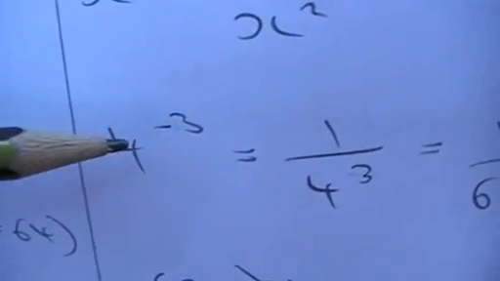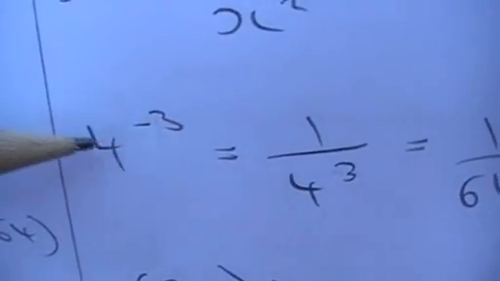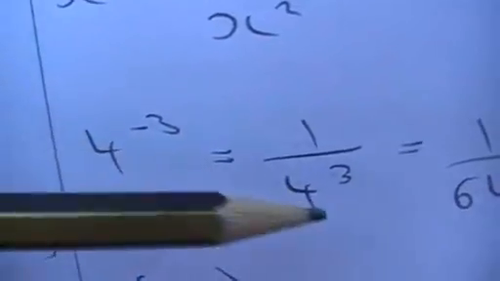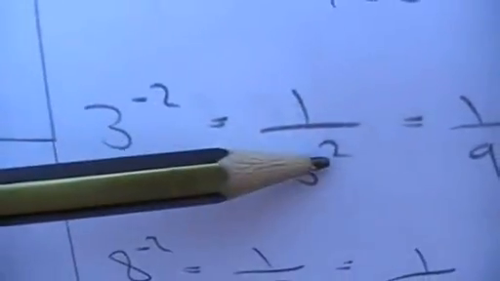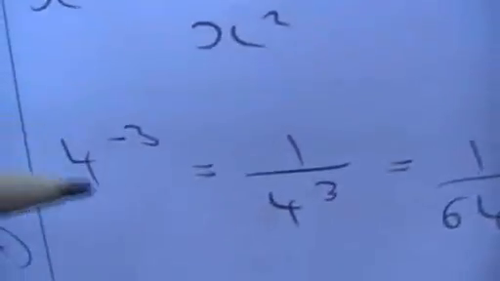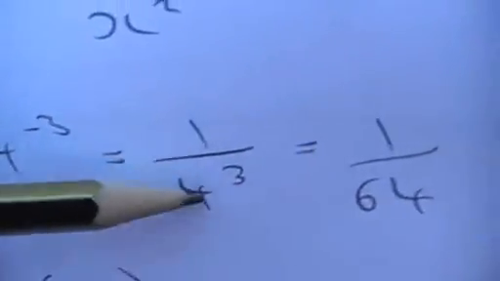So look at what I'm doing. I'm just getting rid of the minus and taking the reciprocal of whatever I've got. Now what I then need to do is simplify it. 1 over 3 squared, well 3 squared is 9. 1 over 8 squared is 1 over 64. 1 over x squared you can't simplify because you don't know the value of x. 1 over 4 cubed, 4 times 4 times 4 is 64.